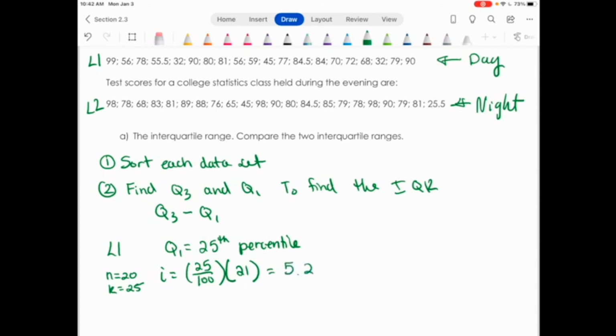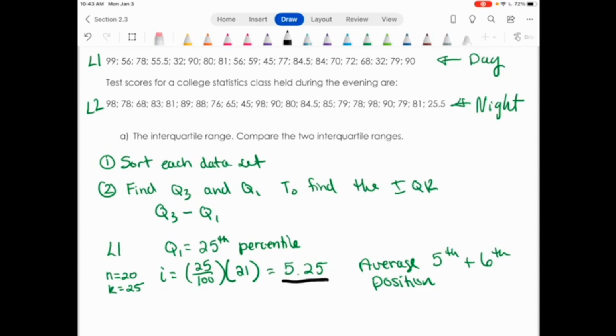We're going to find that this is going to give us 5.25. So this is the case where it doesn't fall to a specific position. It's going to fall between two positions. So I want to find the average of the 5th and the 6th position, and this will give me the Q1. I know it's going to be the average of the 5th and 6th because 5.25 falls between 5 and 6.